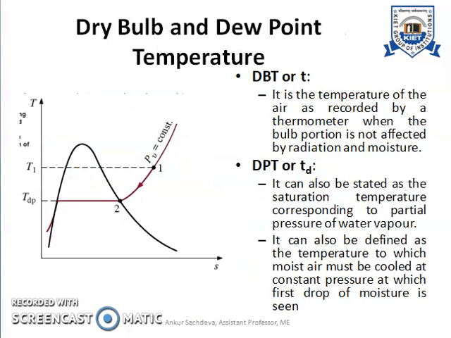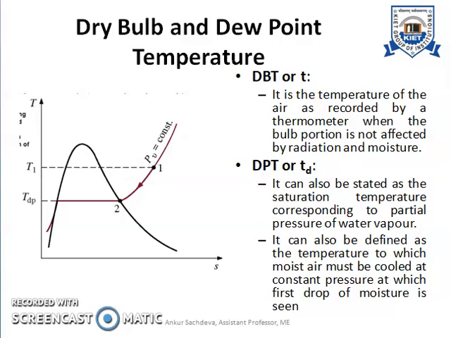Okay, now let us have the understanding of these different properties as I discussed in the previous slide. So first of all, we have the dry bulb temperature, which is denoted by DBT or T. It is the temperature which is recorded by the thermometer when it is suspended freely in the outside air, provided the bulb part is not affected by the radiation or the moisture, which can be added separately.